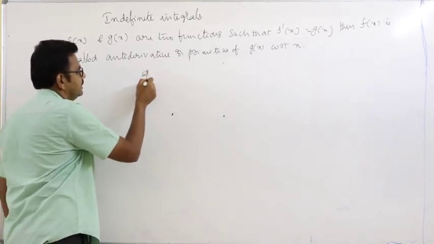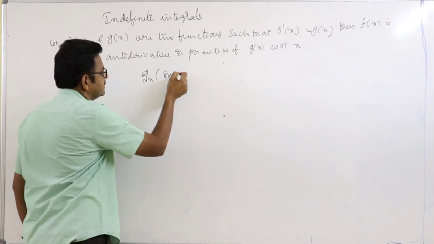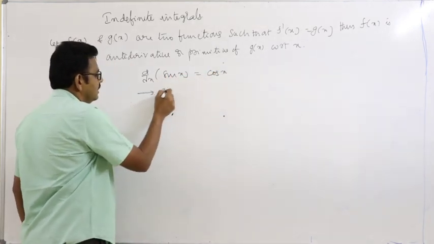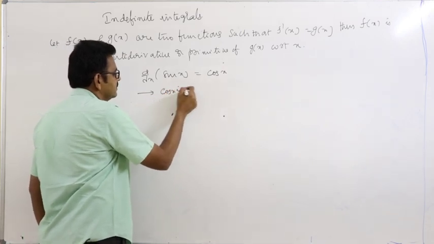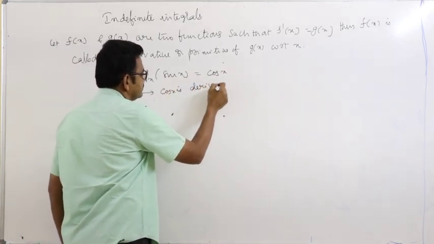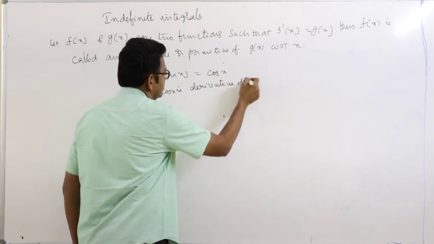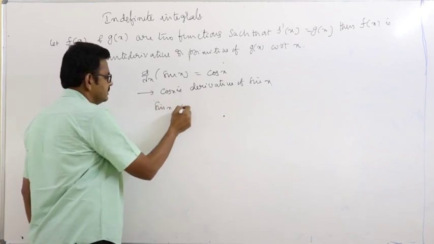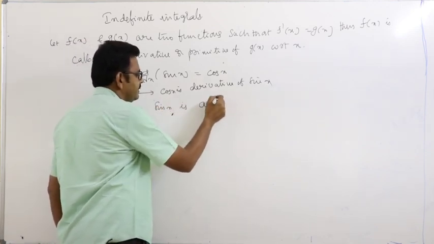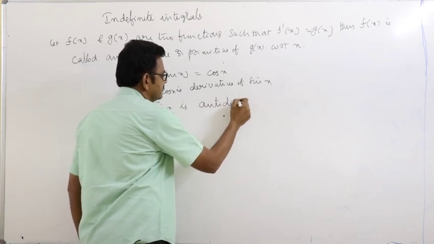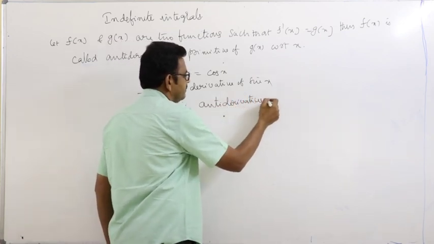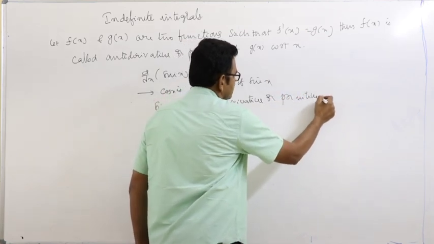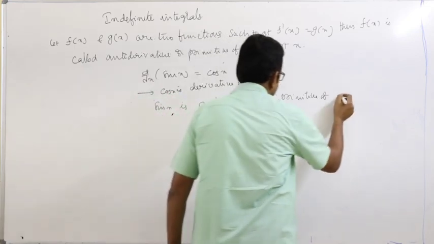For example, here derivative of sin x is equal to cos x. Here cos x is derivative of sin x, and sin x is called antiderivative or primitive of cos x.